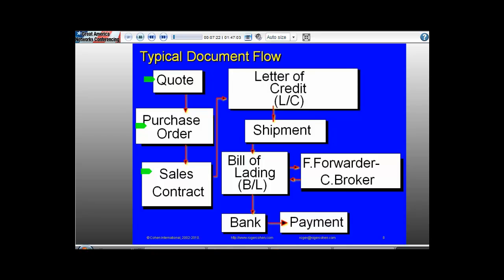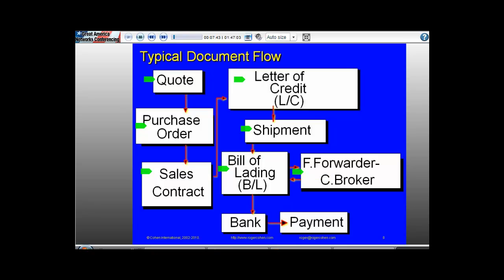If the sales term is for payment by letter of credit, then the buyer will open up a letter of credit in favor of the seller. Shipment takes place somewhere in there. A bill of lading is issued by the carrier. Transaction moves through the hands of the freight forwarder and customs broker.